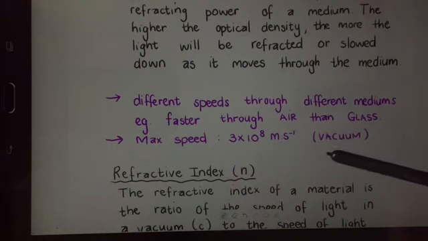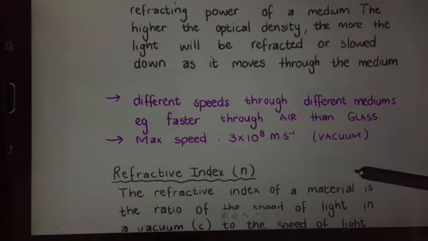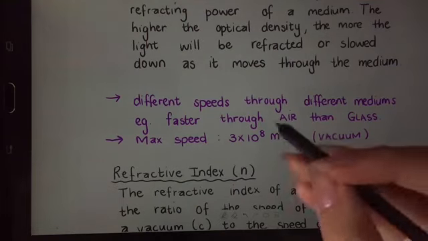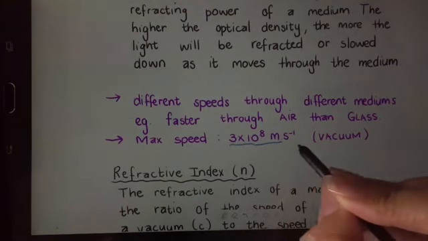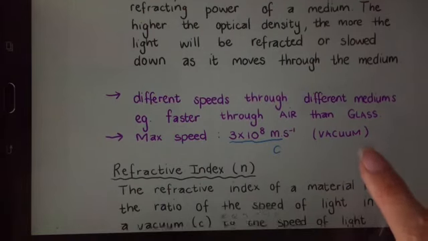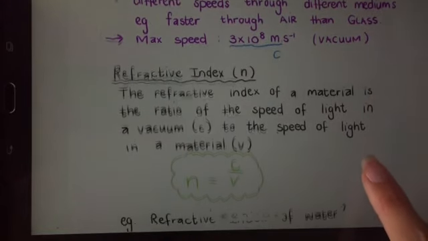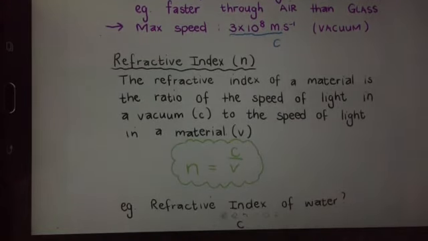The maximum speed of light is 3 times 10 to the power of 8 meters per second, and that was measured in a vacuum. The symbol that we use for this is c. So c is the speed of light, and that's always 3 times 10 to the power of 8 meters per second. Then you must be able to calculate refractive index.